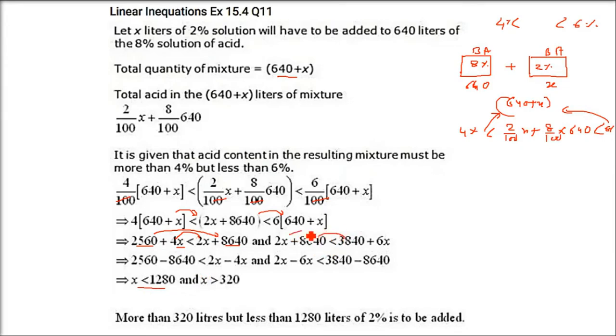Same thing here. Take the x on one side, take the numbers on the other side, you get x greater than 320. So it is between 320 and 1280. So more than 320 liters but less than 1280 liters of 2% solution is to be added. The 2% solution can only be between 320 and 1280. This is the limitation.